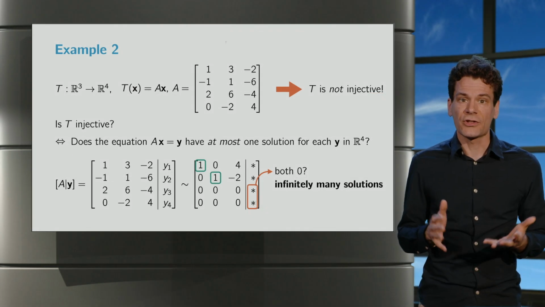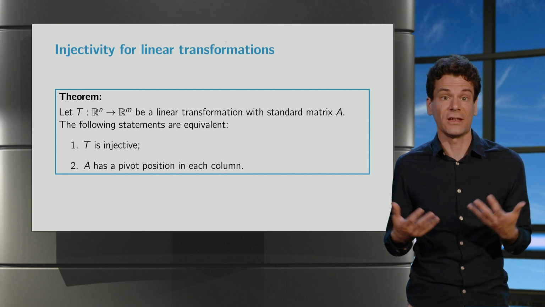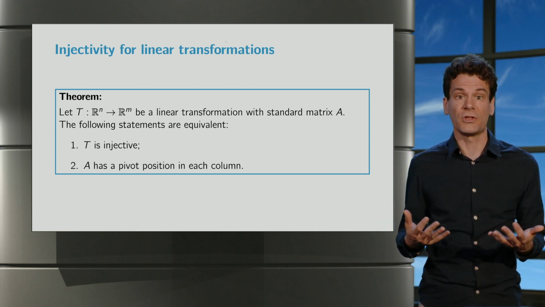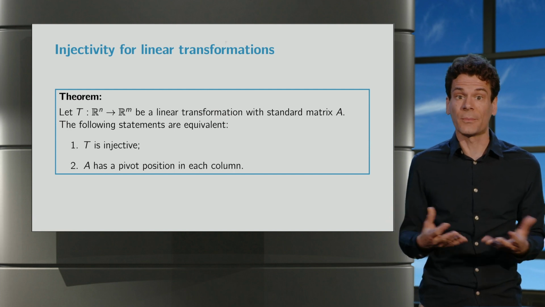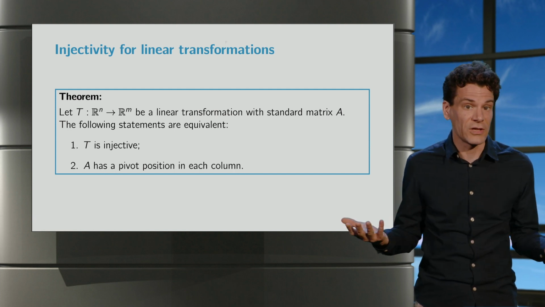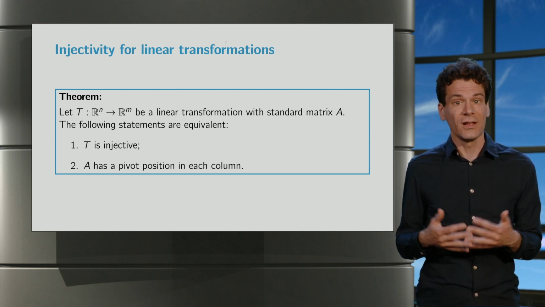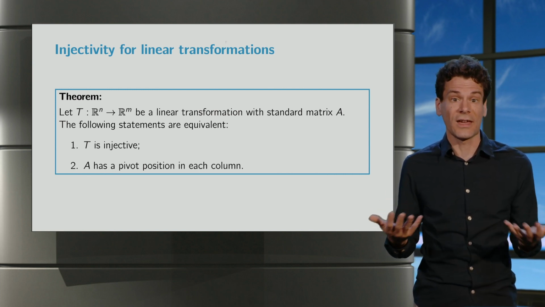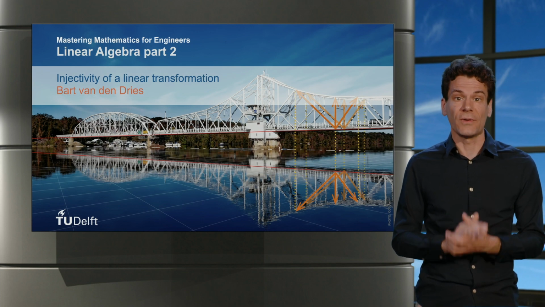These two examples illustrate the theorem that I showed you before. You can tell whether a linear transformation is injective or not from the pivot positions of the standard matrix. Pivot positions are related to other properties of a matrix as well, such as invertibility. Therefore, injectivity of a linear transformation is related to other properties of the standard matrix too. You will learn more about such relations in the rest of the section.